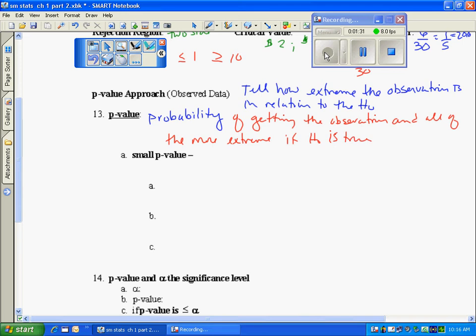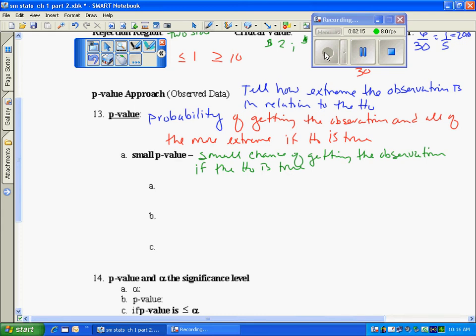I can never tell for sure if it's true, but it's a probability: how likely is this observation based upon the null. So you have a small probability. What does that mean? Small probability means that you had a small chance of getting the observation. In other words, the observation is unlikely if the null is true. So if it's unlikely to happen if the null is true, I'm going to reject the null, knowing that I could make a mistake.